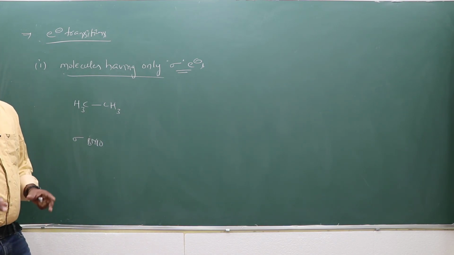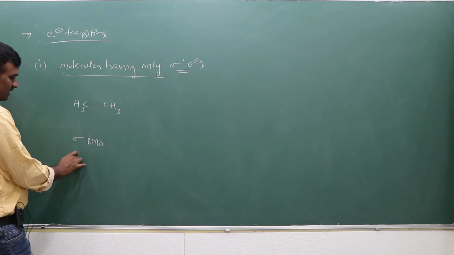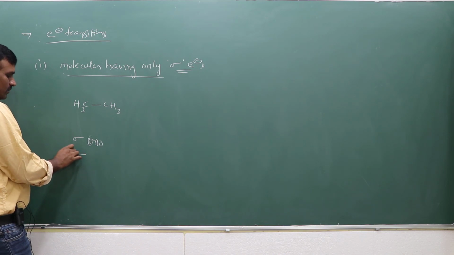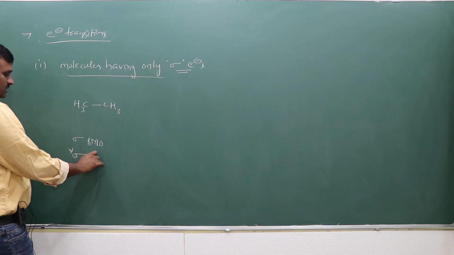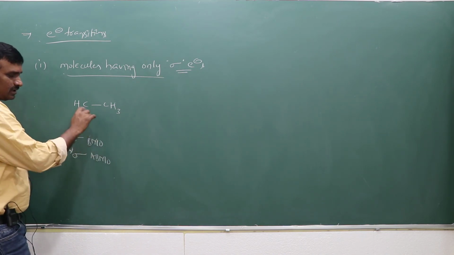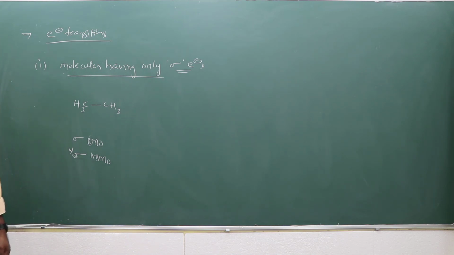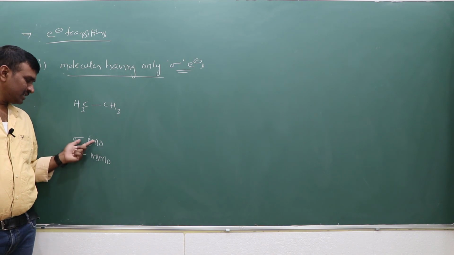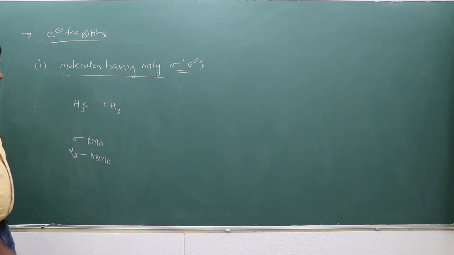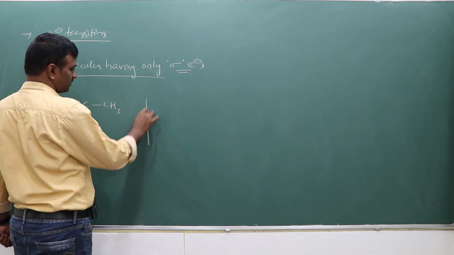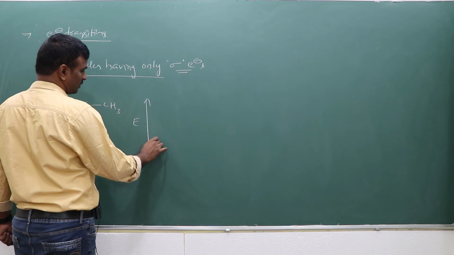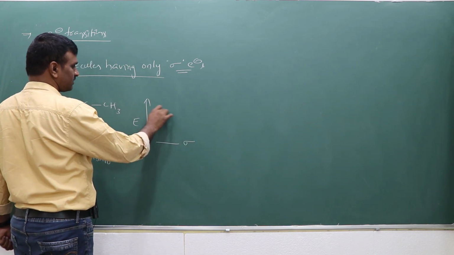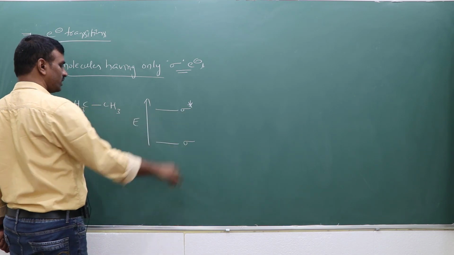So sigma bonding means sigma bonding molecular orbital, and sigma star anti-bonding molecular orbitals. There is no pi bonding, there is no lone pair of electrons, so there is no non-bonding. Only sigma and sigma star will be there. So compared to the energy of the sigma and sigma star, which one has more energy?